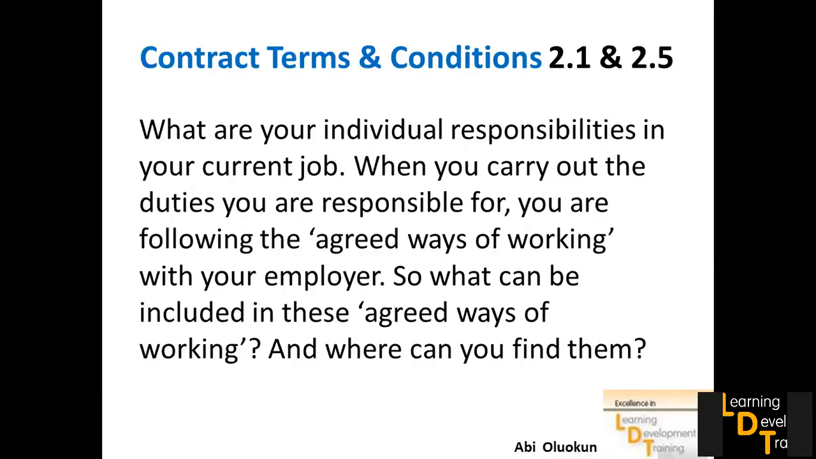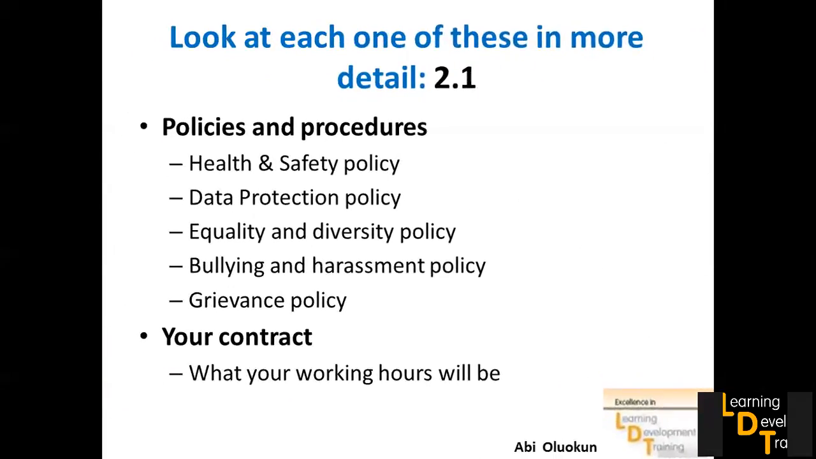So what kind of documents can you actually access to get your contract and to understand the agreed ways of working? You need to look into some of these documents at work, and you'll be able to get the information you're looking for, your agreed ways of working. So go back to the policies. What is the agreed ways of working within health and safety, within data protection, equality and diversity, bullying and harassment policy? Go to the grievance policy to tell you exactly what is expected of you, and if there's any issue, what you can do in such an event.